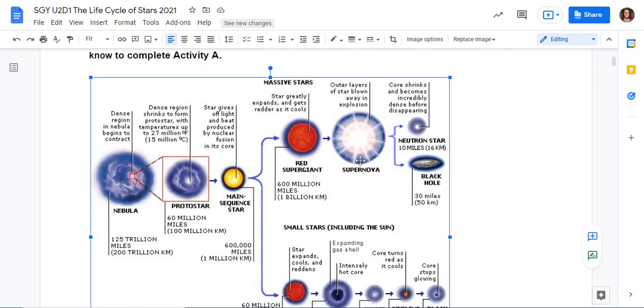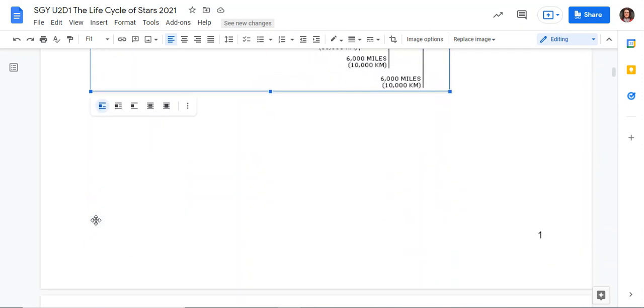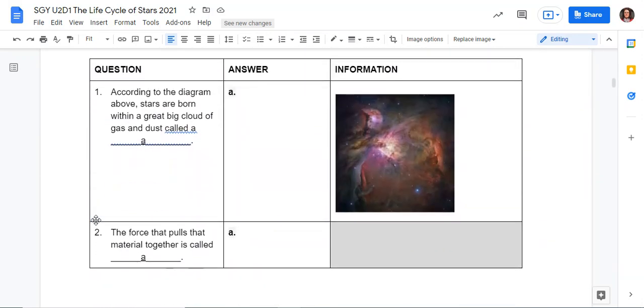Once the supernova explosion dissipates, the core shrinks and becomes incredibly dense. It can become a neutron star, which is an incredibly dense celestial object. Again, you can see only about 10 miles across, but incredibly dense. Or they could become a black hole. There we go. So that is that diagram about the life cycle of a star. So let's work through this assignment right here.